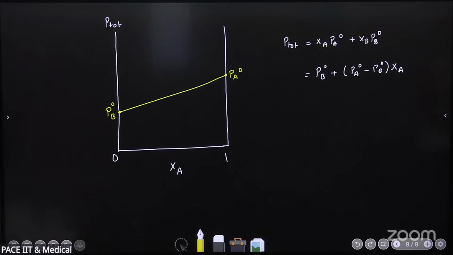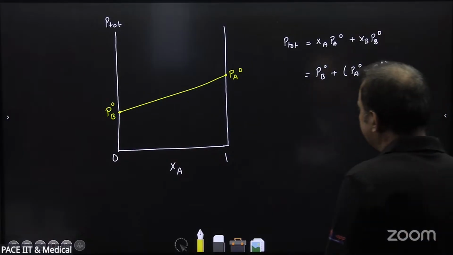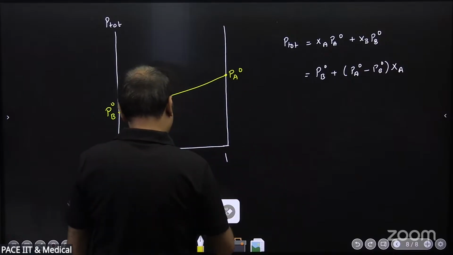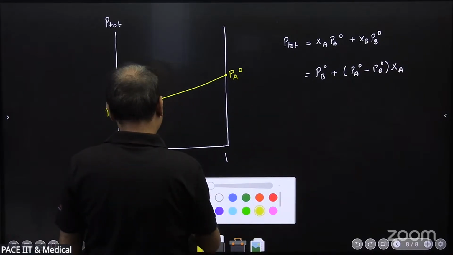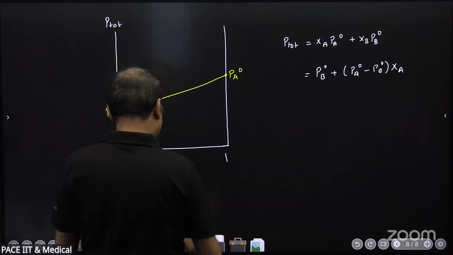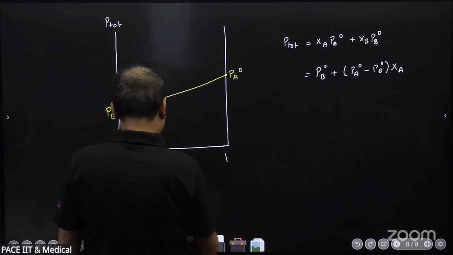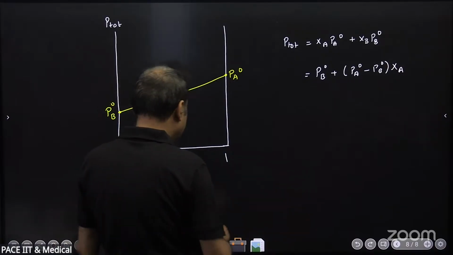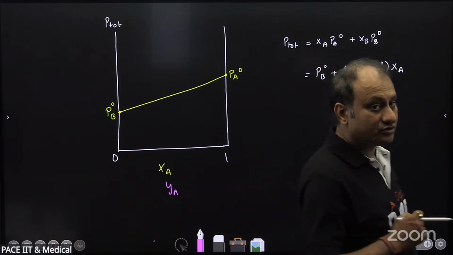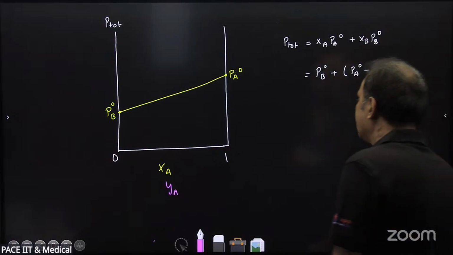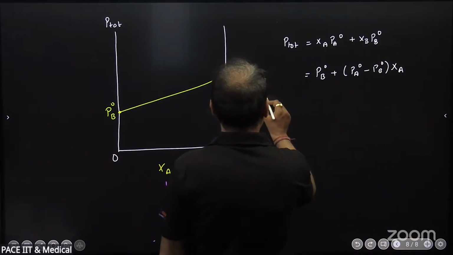Okay. And similarly, if I plot P total versus YA graph, so this was XA. If I plot a P total versus YA graph, YA limits will also go from 0 to 1. So I can plot it in this same graph. So what was the expression here with us?